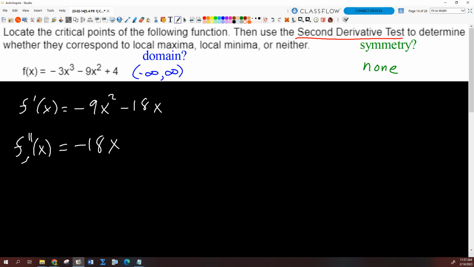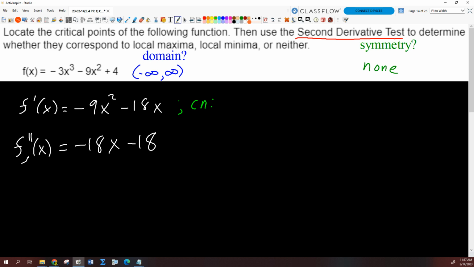Negative 18x minus 18. Okay, so let's look for our critical numbers then. Where is f prime undefined? Nowhere, right? Okay, but where is f prime equal to 0? We would want to maybe factor this, right?